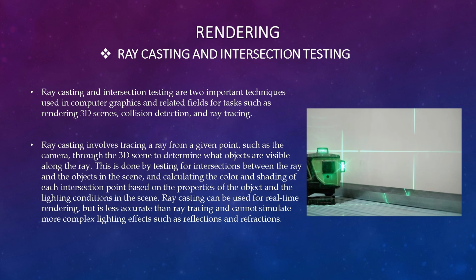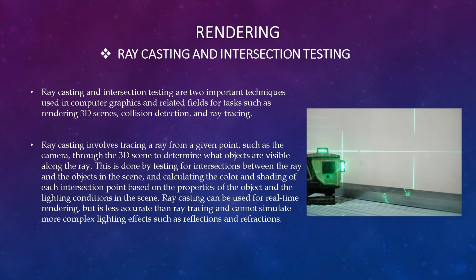Raycasting and intersection testing are two important techniques used in computer graphics and related fields for tasks such as rendering 3D scenes, collision detection, and ray tracing. Raycasting involves tracing a ray from a given point, such as the camera, through the 3D scene to determine what objects are visible along the ray.